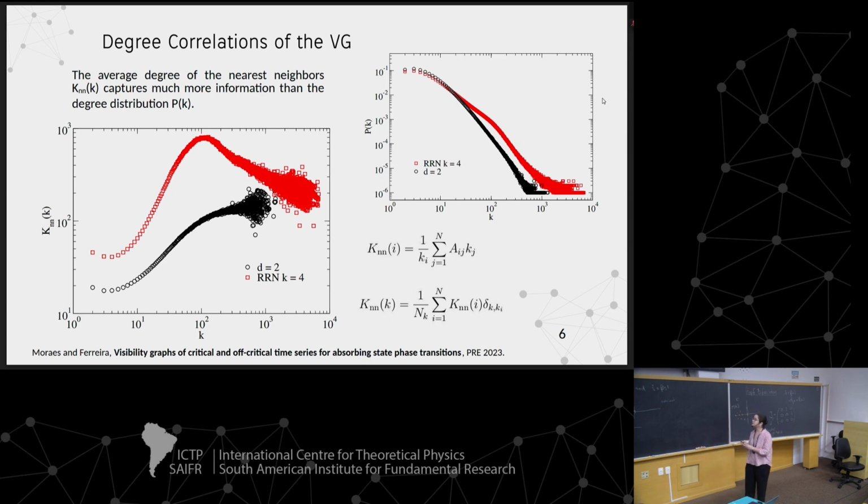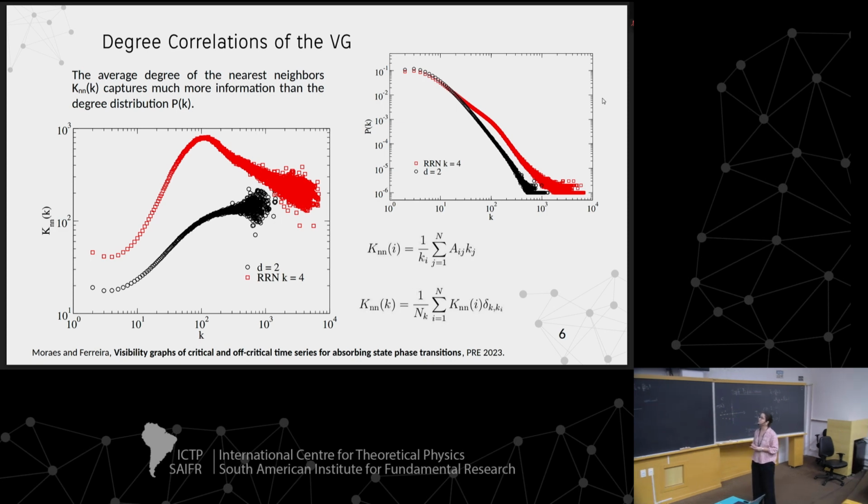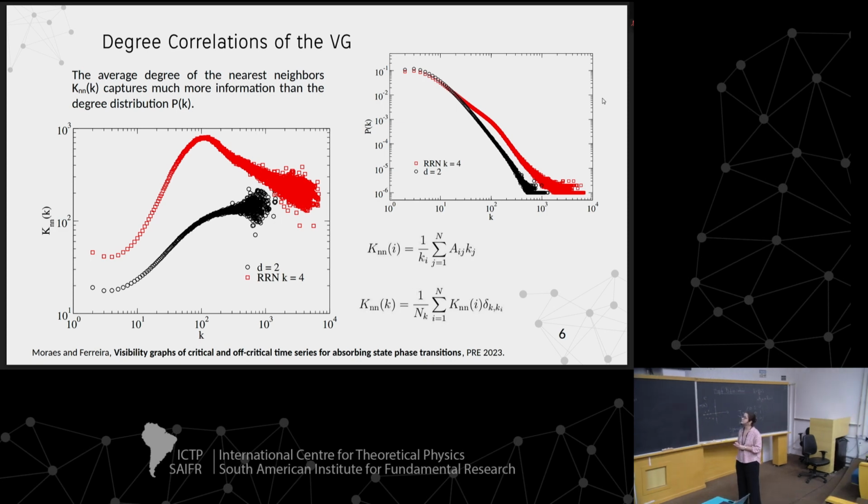So you have different behaviors for these curves. I can measure the degree correlations using the average degree of the nearest neighbors, right? Then I calculate this k_nn here, the average degree of the nearest neighbors, using this. And if I plot it against the degree of each node, I'll have this kind of curve.